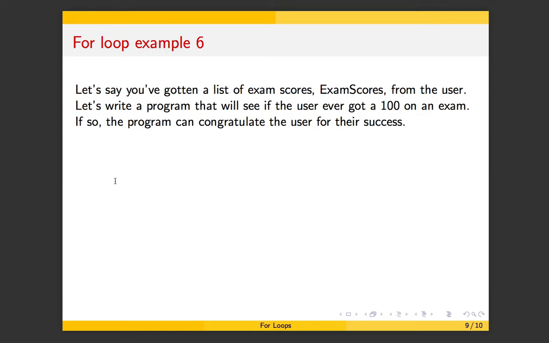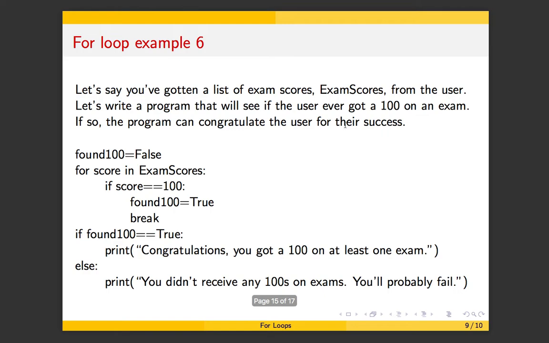Okay, I think I have 2 more quick examples for you. Example 6, let's say you've gotten a list of exam scores, and we'll call it exam scores, from the user. So the user has told you, hey, on exam 1 I got a 78, on exam 2 I got an 85, whatever. They've told you all that, and you've saved that data in this list. Let's write a program that will see if the user ever got 100. That's a nice score to get. And if so, the program can high-five you or whatever. What does that look like?